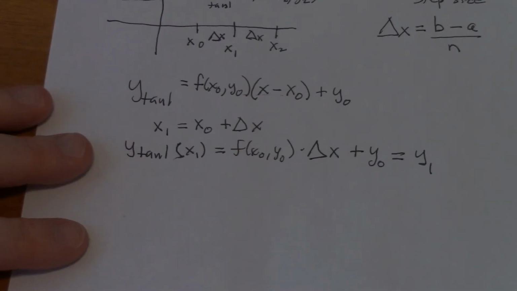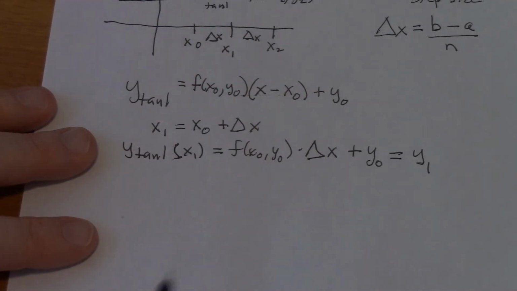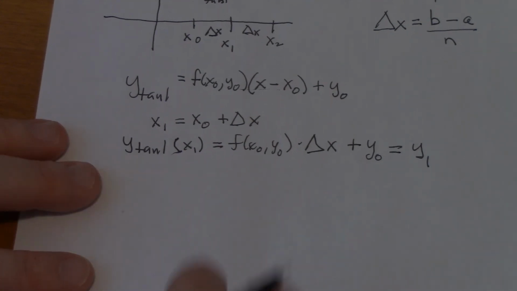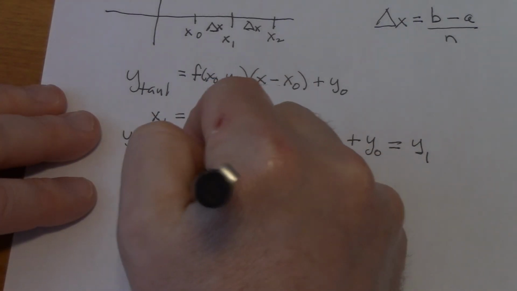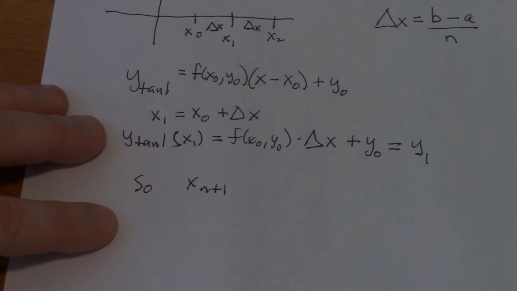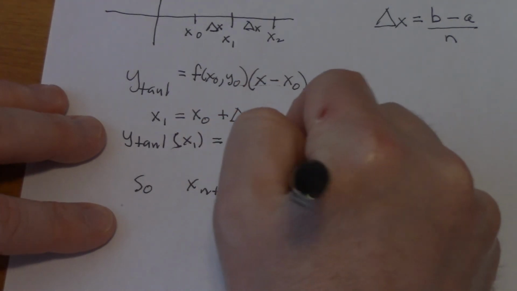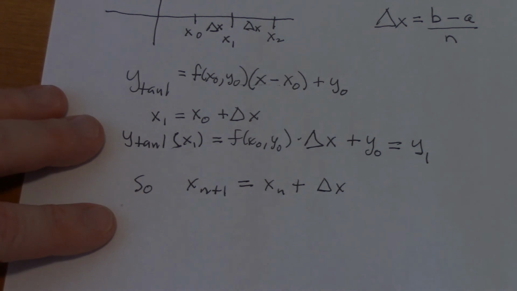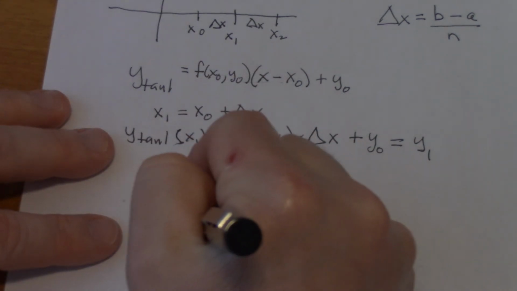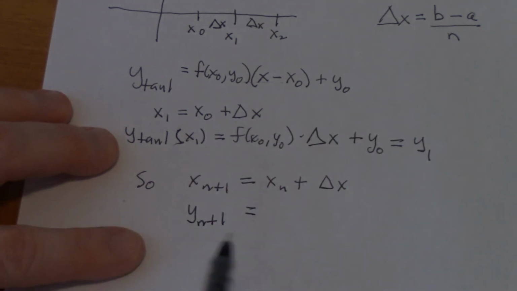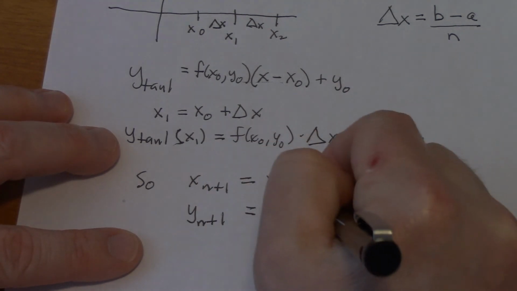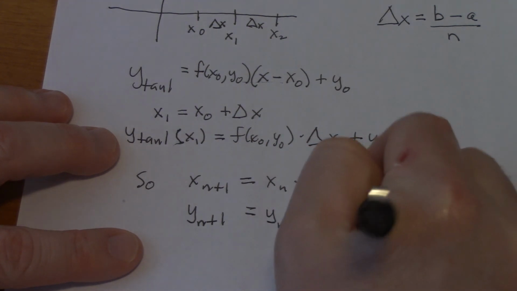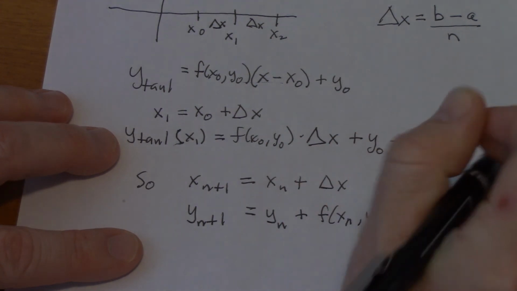So in essence, you're going to be generating these things based on two different iterative formulas. Let me show you what those are. And iterative just means repeated. So x sub n plus 1: how do I get the next x from the previous x? I do xn plus delta x. That's the easy one. And then how do I get the next y value? Basically, I plug the x value up here into the tangent line for the previous y value. And I'm going to write it like this: y sub n plus 1 equals yn plus f of xn, yn times delta x.